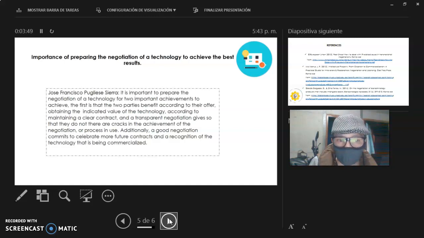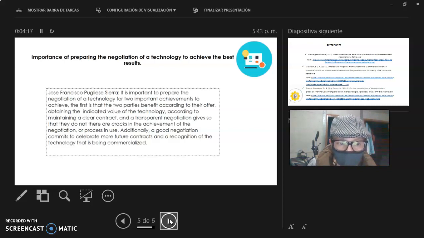José Francisco Pugliese Sierra. It is important to prepare the negotiation of a technology for two important achievements. The first is that the two parties benefit according to their offer and obtain the indicative value of the technology, maintaining a clear contract and a transparent negotiation, so that there are no cracks in the achievement of the negotiation or process in use.